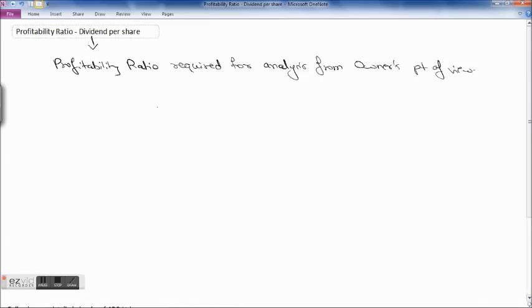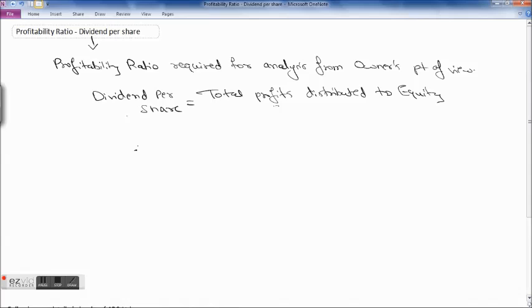So what is a dividend per share? The dividend per share formula is: dividend per share is equal to total profits distributed to equity shareholders divided by number of equity shares. So this is how you calculate dividend per share.